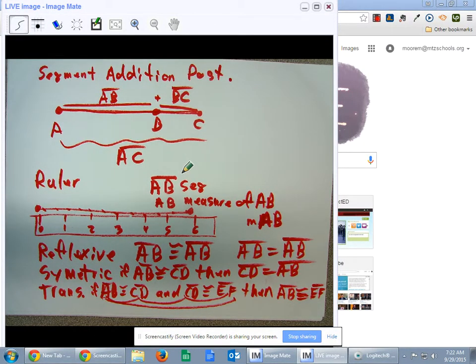And so you have some basic segment properties. Now, we have the transitive property. That's not that big a deal. And we need to be able to do proofs, so we'll talk about that in a little bit.